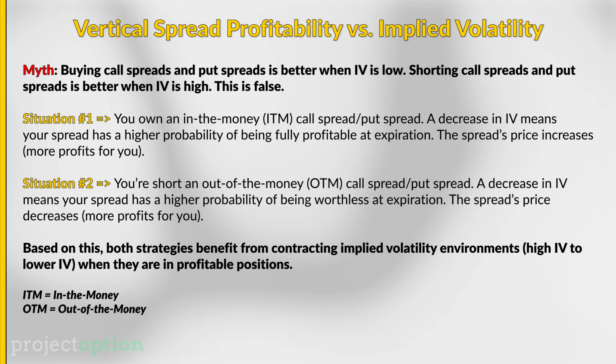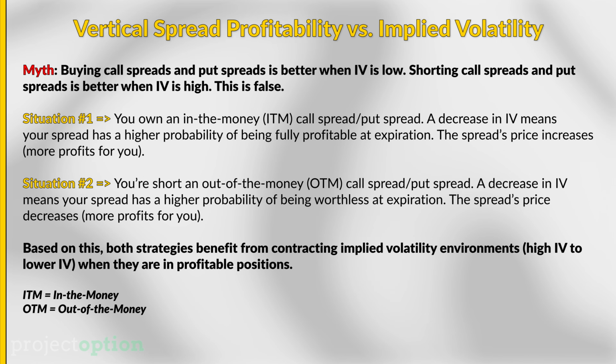And intuitively, that's because if your spread that you own is fully in the money and a decrease in implied volatility occurs, that means that there's a higher probability or higher implied probability that your spread will expire in the money. And if your spread expires in the money, it will expire with its maximum potential value or the width of the strikes. So a favorable movement with a vertical spread combined with a decrease in implied volatility is always a good thing.